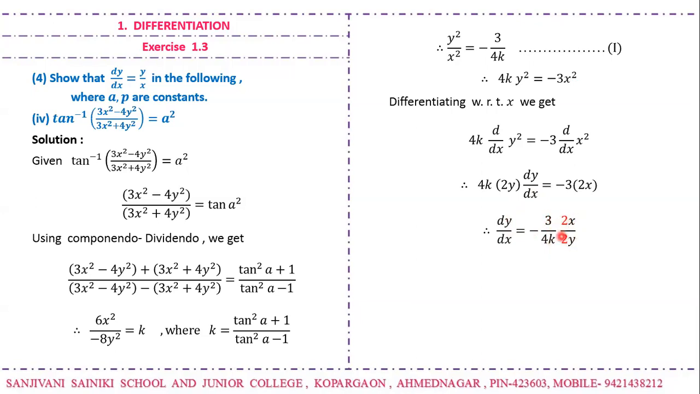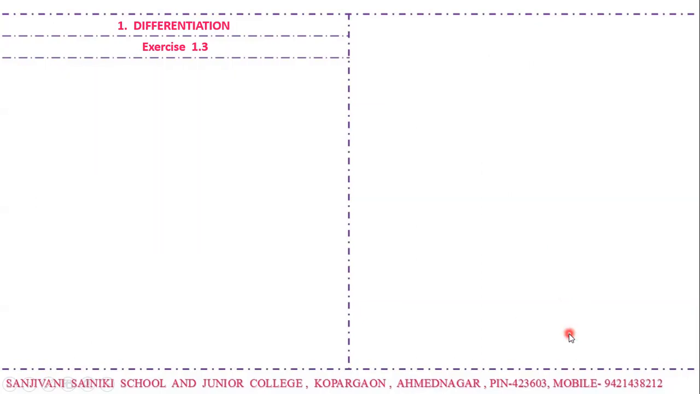Here 2 will get cancelled, and minus 3 upon 4k, its value is y square upon x square. I will put that value in this equation. The x and this square will cancel each other, and we get y upon x. So this is the derivative of the given function.